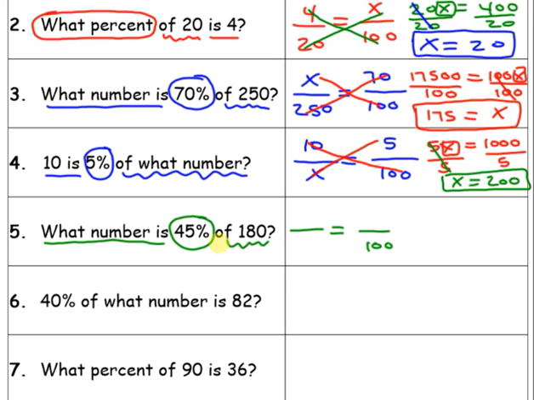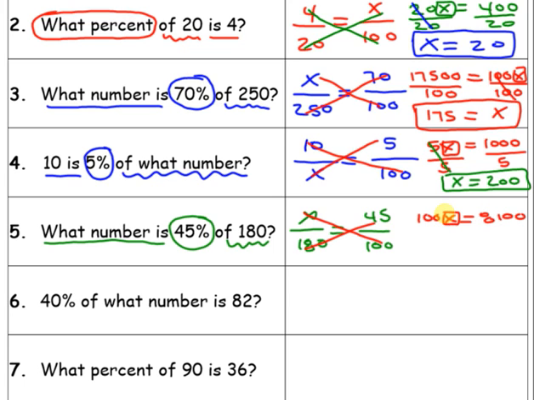100 is my freebie. I have a percent, it's 45. What number is? We don't know, so that's the top. And of 180, that's the bottom. We're going to cross multiply here. So x times 100 equals 100x. And then 180 times 45 is going to be 8,100.